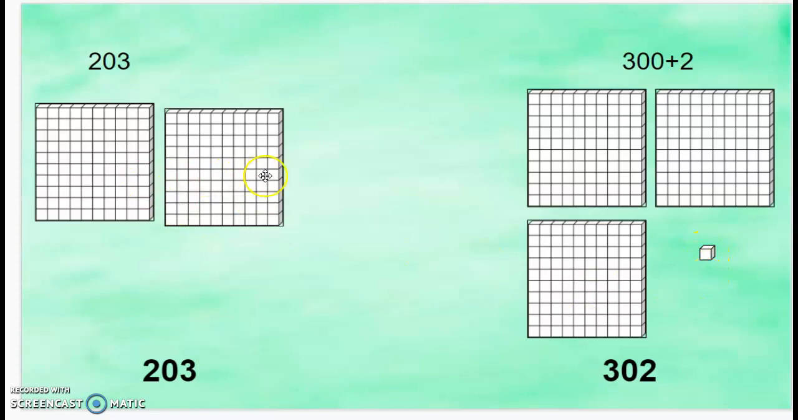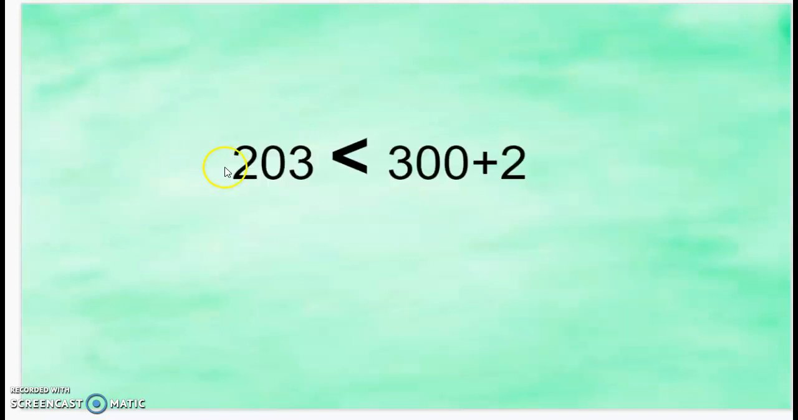So if you drew it out in base 10 and you looked at these two numbers, you would recognize, oh, 203 is less than 300 plus 2, because if we made this number into a standard number, it would be 302.